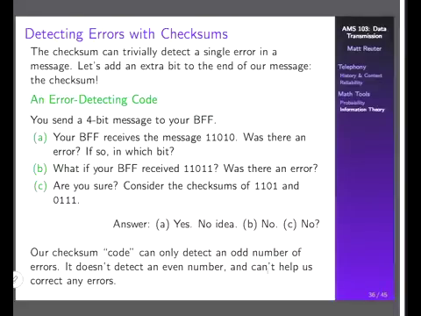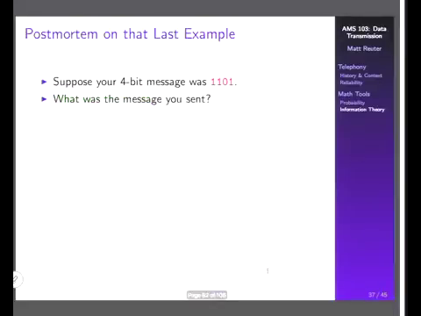Does that make sense? Okay, so let's look at this a little bit more. So suppose the 4-bit message we're actually interested in sending is 1101. What's the actual 5-bit message that you send?